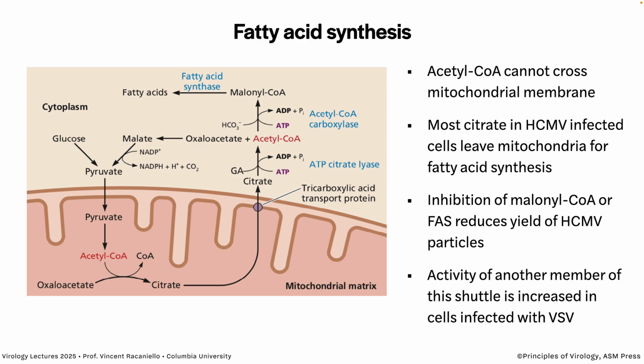And some viruses can interfere with this pathway. So most of the citrate in HCMV infected cells is shunted to fatty acid synthesis here. So remember, HCMV needs a lot of fatty acids. And if you inhibit fatty acid synthase, you get a reduction of HCMV particles. And another member of this shuttle is also increased in cells infected with VSV. So this is the way you make fatty acids, and this is just a brief two examples of how viruses interfere with it.